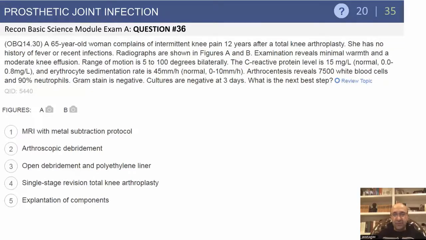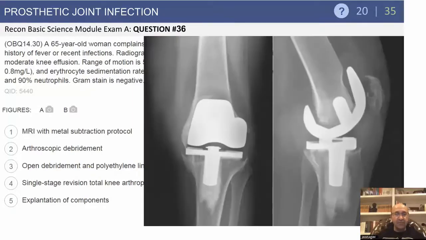As we talked about, C-reactive protein of 10 milligrams per liter, ESR of 30. These are the MSIS thresholds, and the cell count of 3,000. So here we have 7,500. Neutrophil differential of 80%, and here it's 90. So clearly, this is an infected joint. Gram stain is negative. We'll talk about this later. Gram stain is pretty useless. It's unlikely you'll be asked about its sensitivity and specificity.